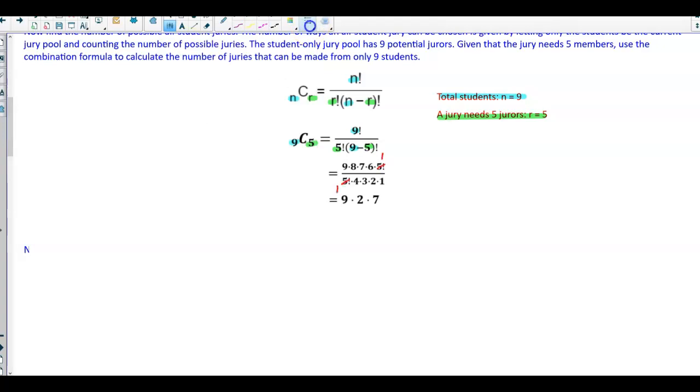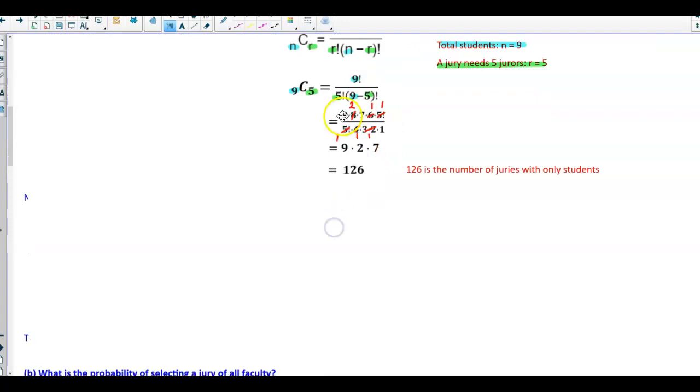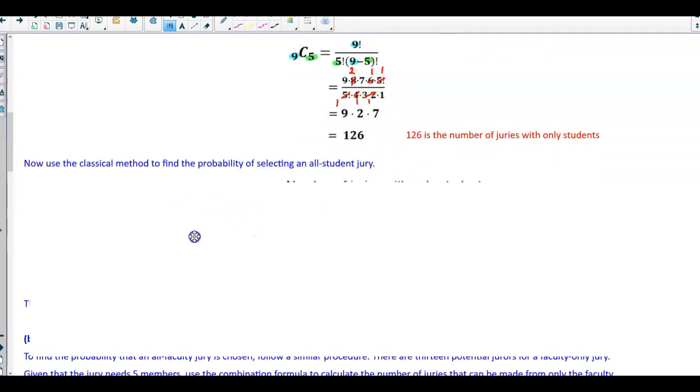Now we can see here that 4 is going to go into 8 two times. And 3 times 2 is 6, which is going to go into 6 one time. So what we have remaining is 9 times 2 times 7 over 1, and 9 times 2 times 7 gives us 126. So 126 is the number of juries with only students.